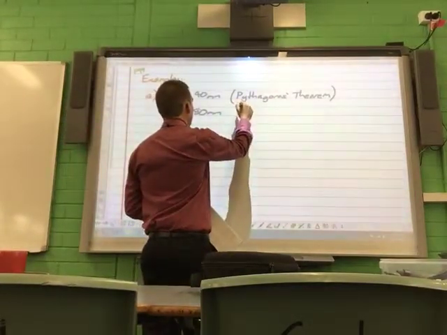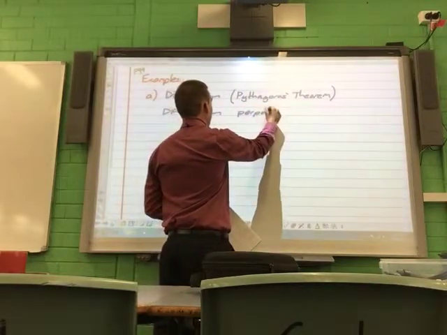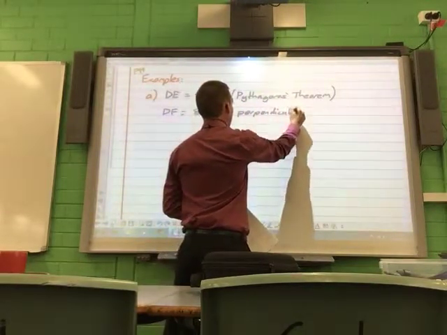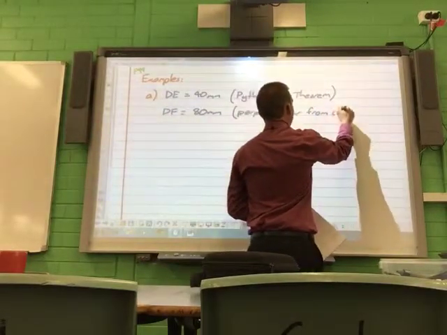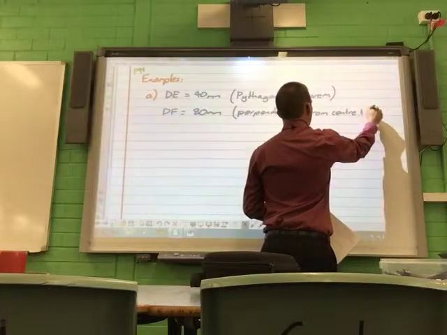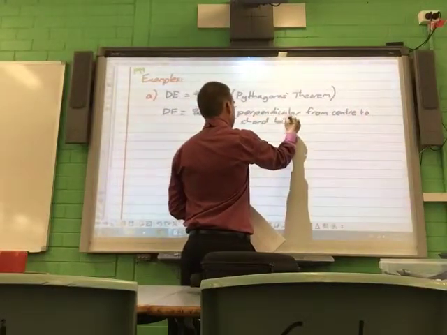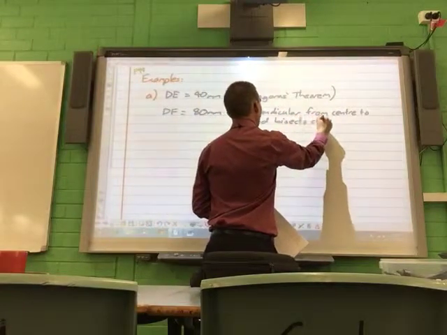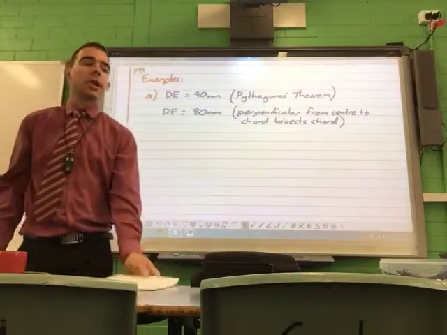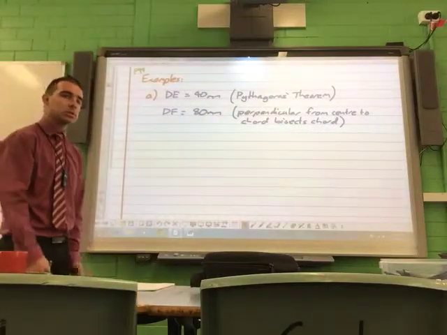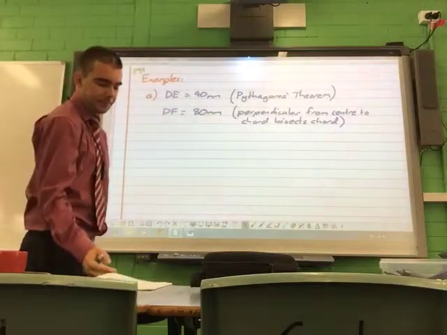The perpendicular from centre to chord bisects. Okay, so all you need to say, state in property why you know they're equal, and then that will do. Okay, you don't need to be tedious in every single little step.